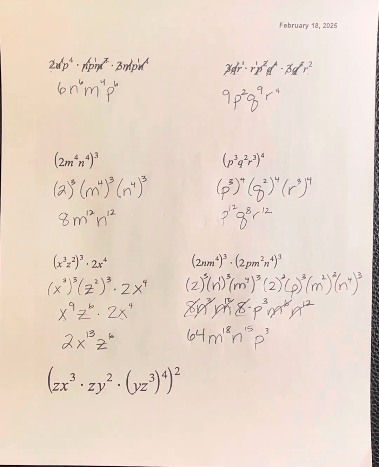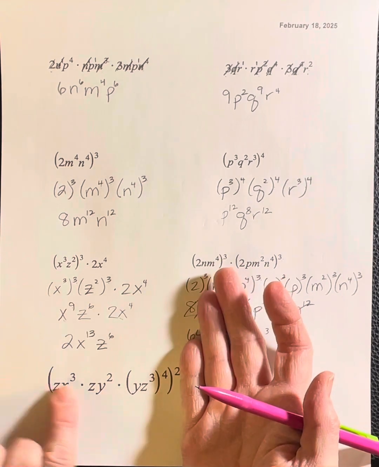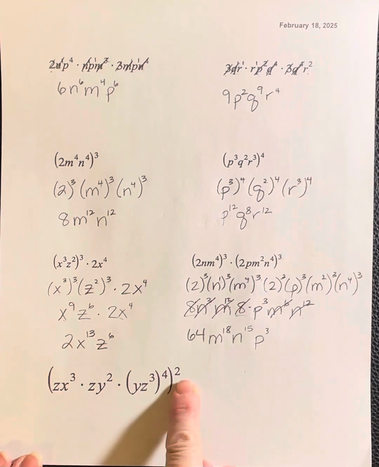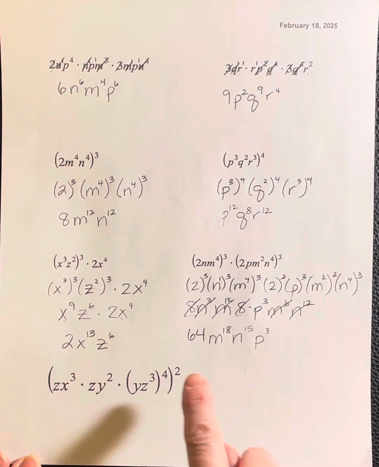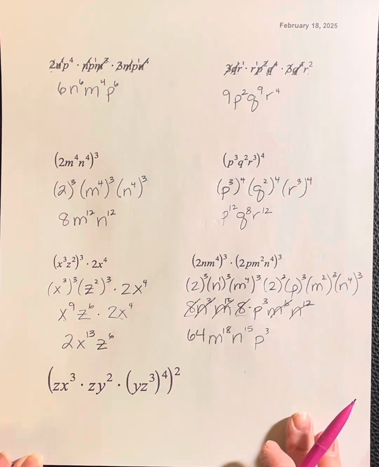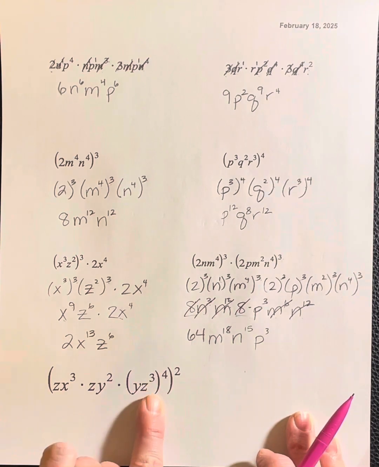All right, last one. When you have a problem like this, you can do it either way. You can clean up what's in the inside first, or you can do this first. Everything inside here would have to get squared, and then clean it up. Because I have parentheses inside of parentheses, I'm going to clean this up first, okay?